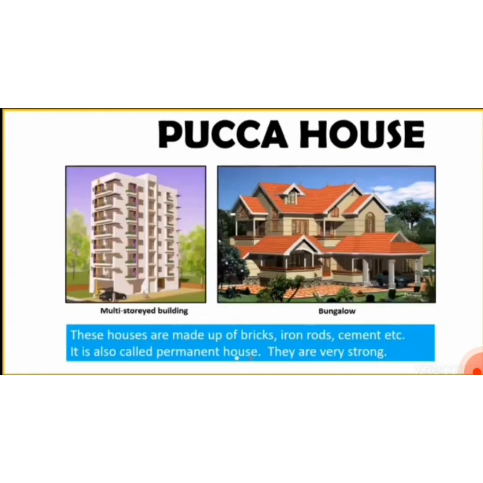Pakka house. These houses are made up of bricks, iron rods, cement, etc. It is also called a permanent house. The reason behind this is that these houses are very strong and we cannot move them. They are fixed at one place. As you can see in the picture, the number 1 picture shows a multi-storied building, that is even called a flat, and the next one is a bungalow.